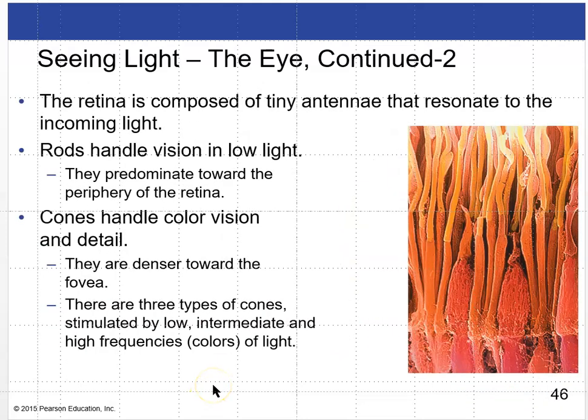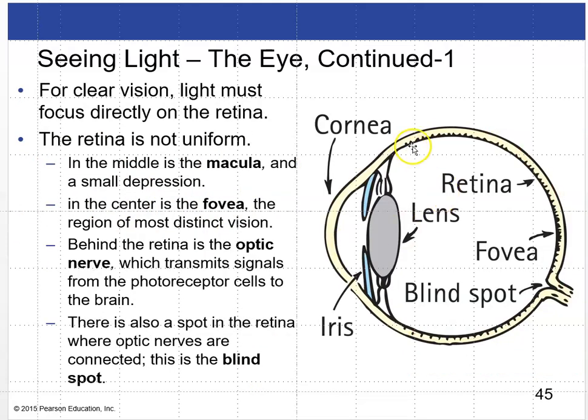Now, the retina is composed of tiny antennae that resonate to the incoming light. Those are the light sensing cells, and they're like little radio antennas or little electromagnetic antennas. The rods will handle the vision in low light. They predominate toward the periphery of the vision of the retina. So in other words, they don't live out here in this part of the retina.